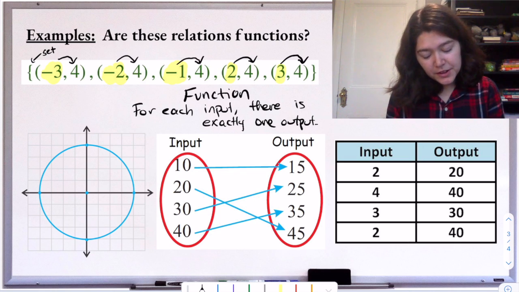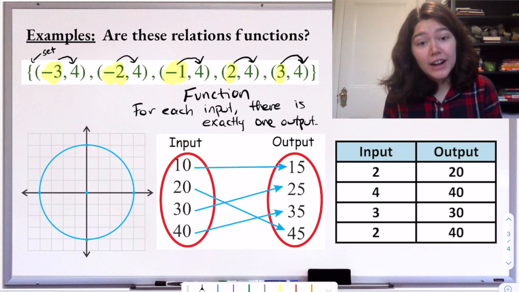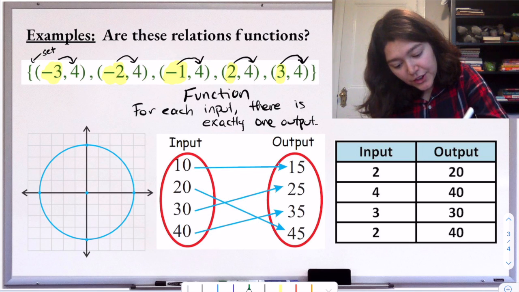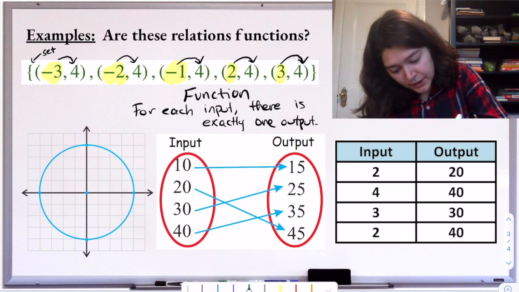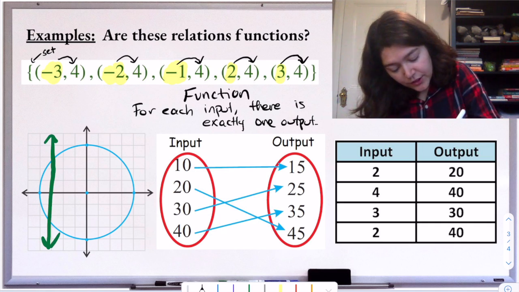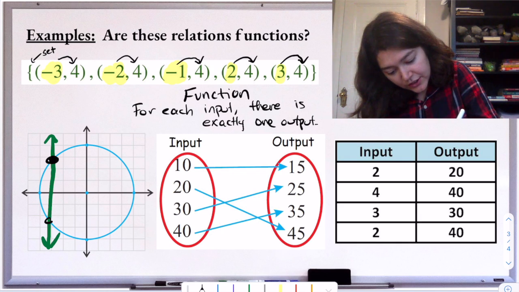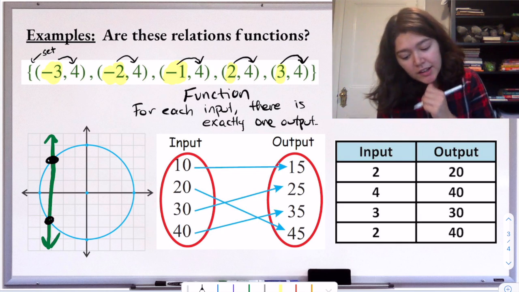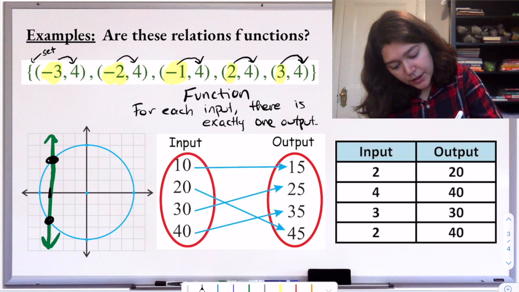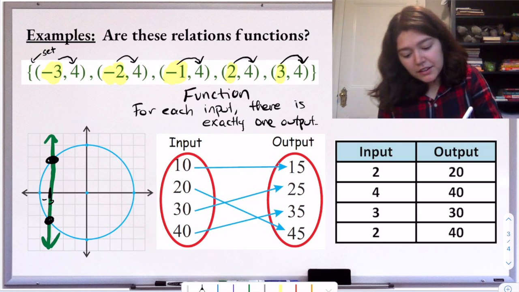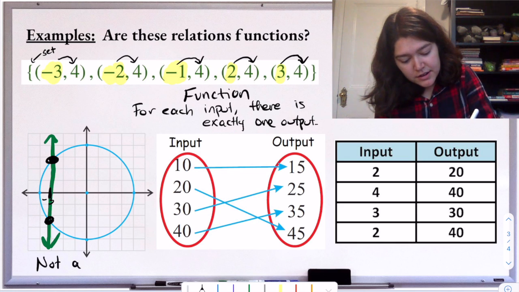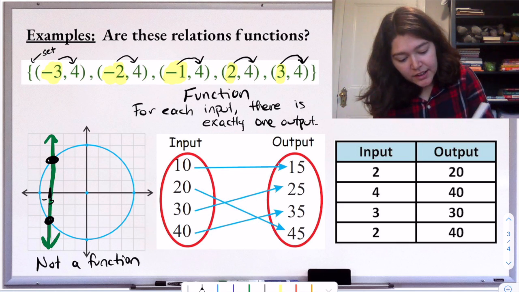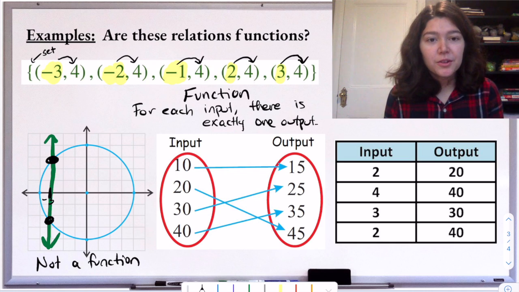So now let's look at our other ones. Here we have this circular graph. This fails the vertical line test. I could do it almost anywhere. We'll go here. Here's a vertical line, and this vertical line crosses my circular graph here at 2 points. So the same input of negative 3 has 2 different outputs. So then this is not a function. It fails the vertical line test.